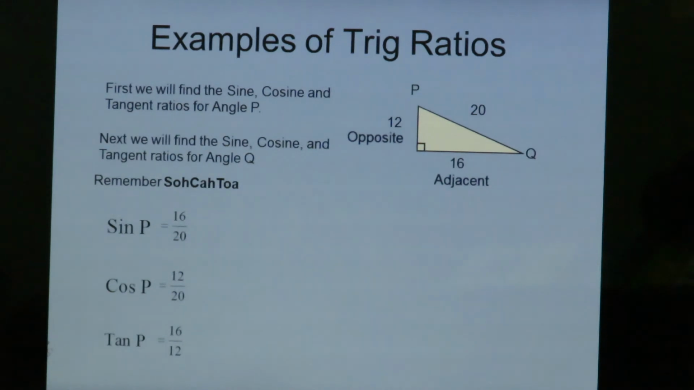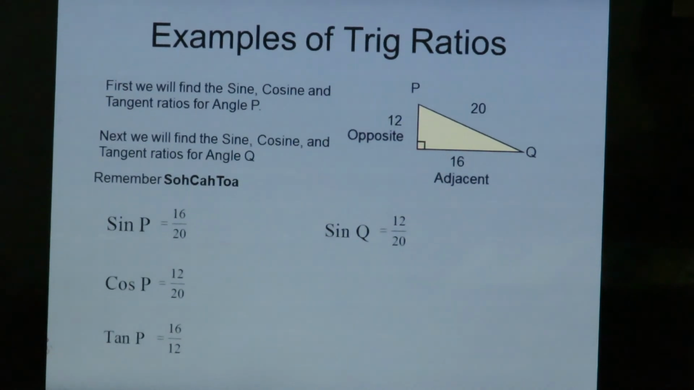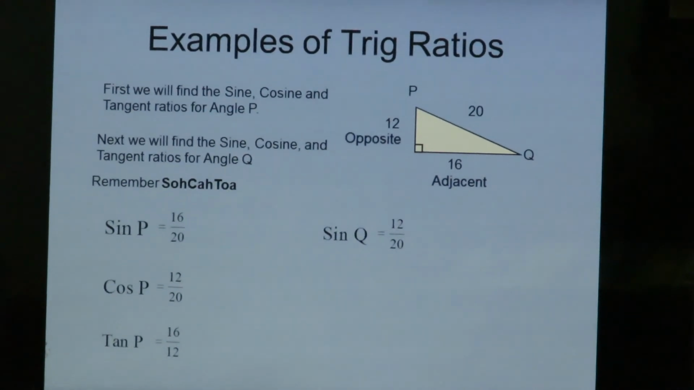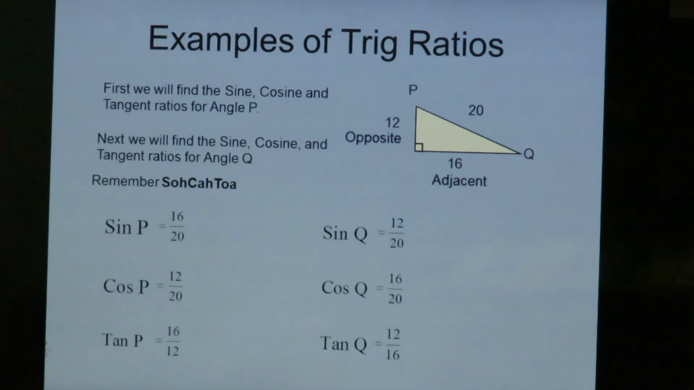Next, we will find the sine, cosine and tangent ratios of angle Q. Sin Q. You see the changes in the sides. The opposite changes to 12 and adjacent changes to 16. So now it is 12 by 20. Cos Q equals 16 by 20. Tan Q equals 12 by 16. Like this way we can take the ratios. This is only one example. When we get more problems, we can do more things.